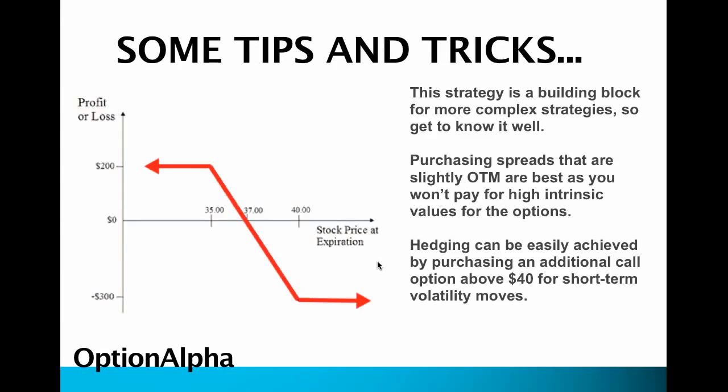Hedging can be very easily achieved by purchasing an additional call option above 40 for short-term volatility moves. So you can see on this strategy we are very exposed to higher prices, which leads to a loss. So if we do anticipate short-term moves higher in the stock, but we still overall feel bearish, then what we can do is add one call option here at 40 and create more of a back spread. That's going to be covered in other videos in our tutorial series as well. But that's a really easy way to hedge your position against any moves in volatility or higher strike prices.